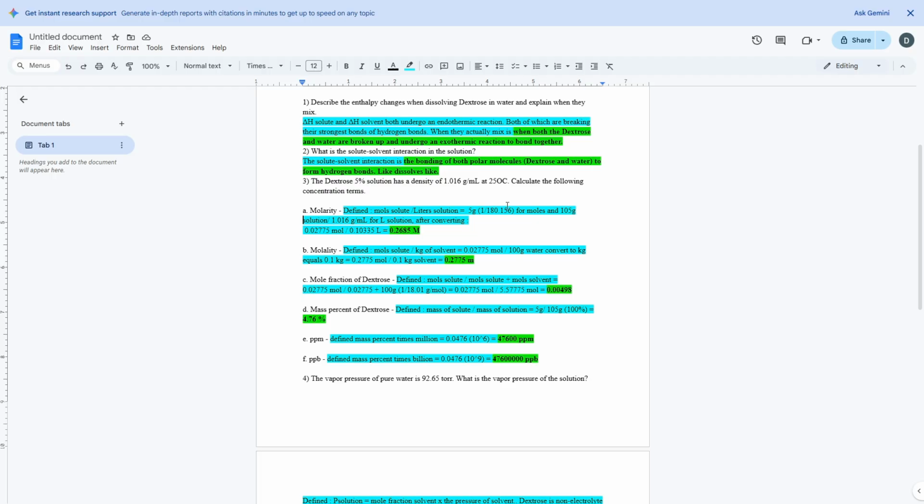This is the 5 grams plus 100 grams, which we could figure out from the water and its density being 1 gram per milliliter, sorry. After plugging that in, we have our moles over the liters, which gives us the 0.2685 molarity.